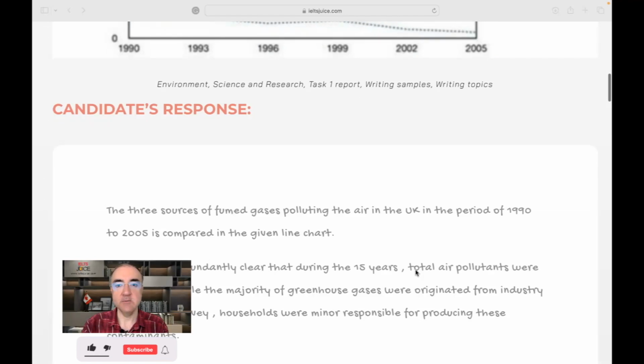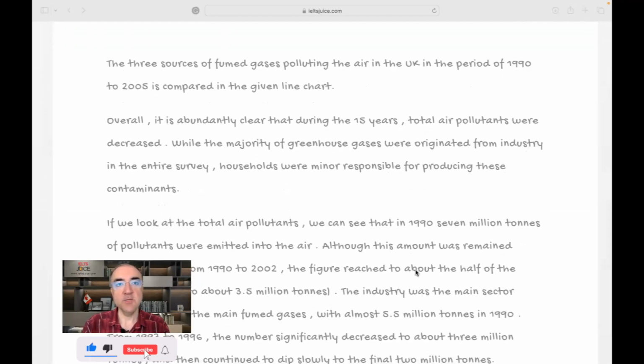Okay, let's see what the report has to offer. The three sources of fumed gases. The word gases, I know if you look it up in a dictionary, you see gas is uncountable. But when you say gases, that means different types of gases, different names, you know, hydrogen is a gas, helium is a gas, xenon, that's also another gas. So that meaning of gases refers to the different types of gas.